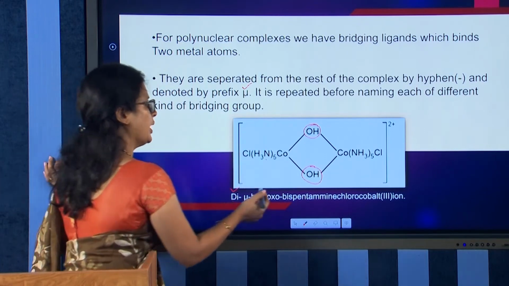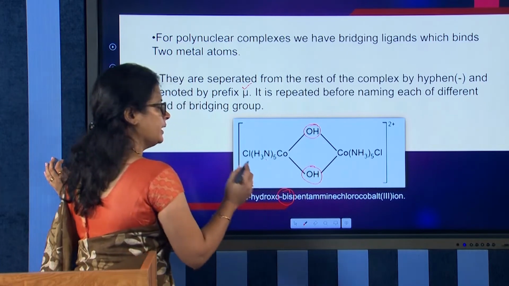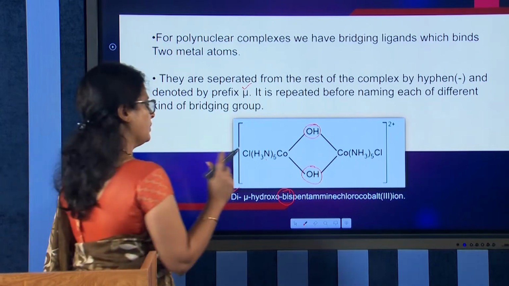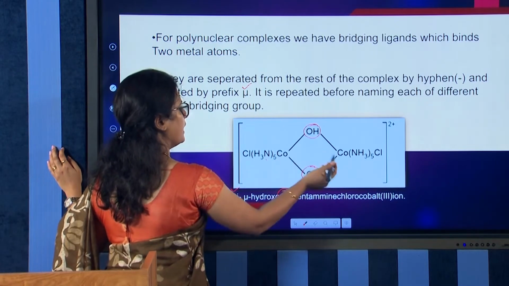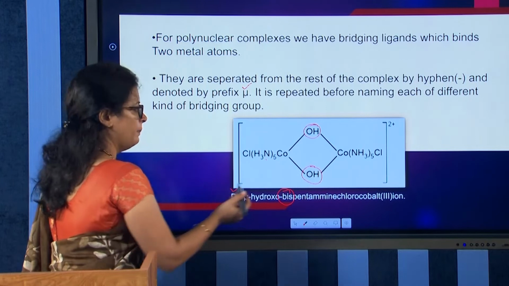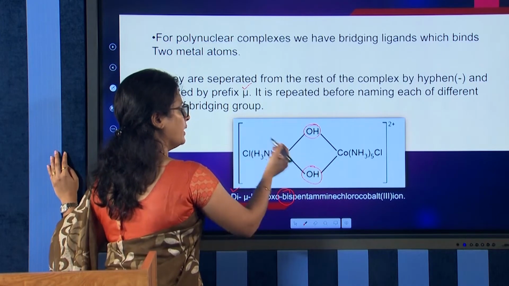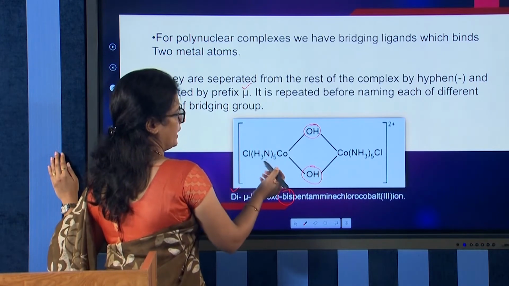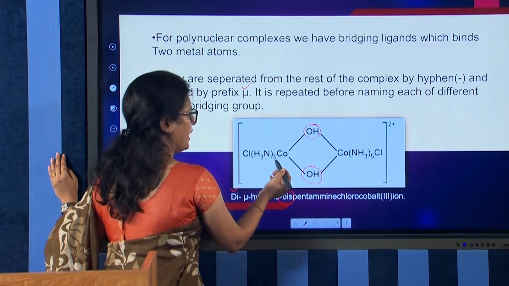Before that, you should add bis, because it appears twice. To denote the same thing there, we can add bis. Now we can name only one side, that is bis pentamine.